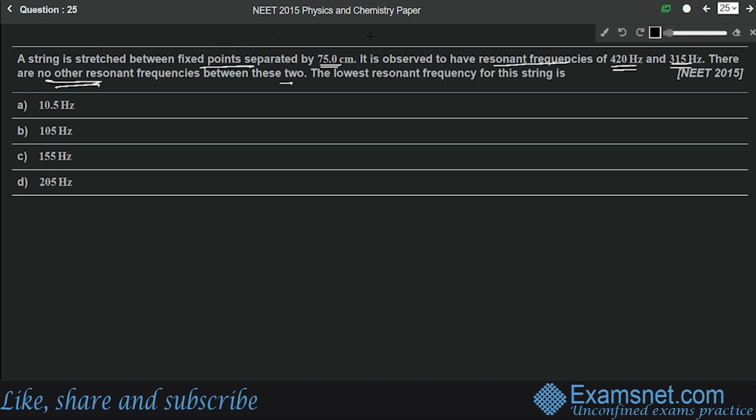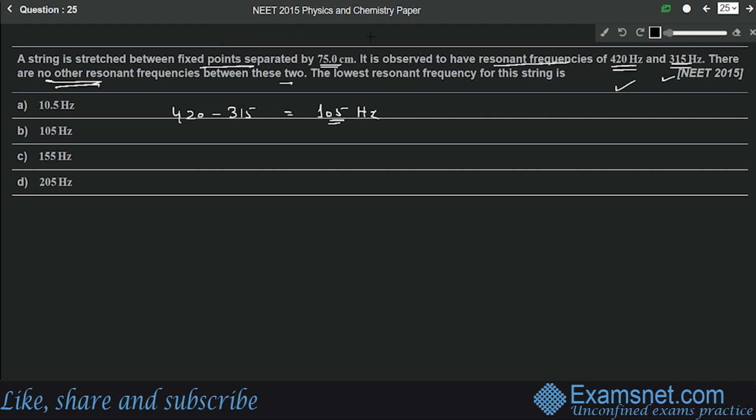It is given that the resonant frequencies of 420 Hz and 315 Hz are observed, and there are no other frequencies between them. That means these are two consecutive frequencies. So the difference between them will be 420 minus 315 Hz, that is equal to 105 Hz. This is the difference between them.